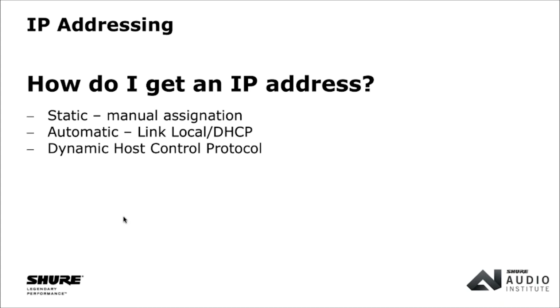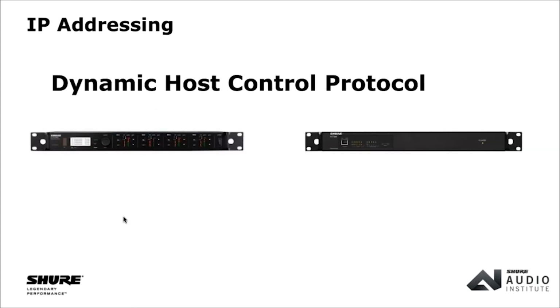Static, the word static should pretty much define what that means. It's an IP address that does not change. So it's manually assigned and will always be what it will be. Of course, automatic means that it happens automatically. You don't have to do anything about it. So just about every network device that you're going to encounter today, and I can say that for certain for Shure network devices, supports DHCP, or automatic IP addressing.